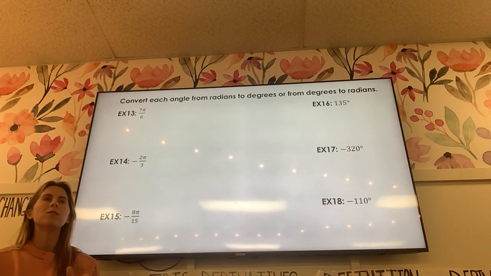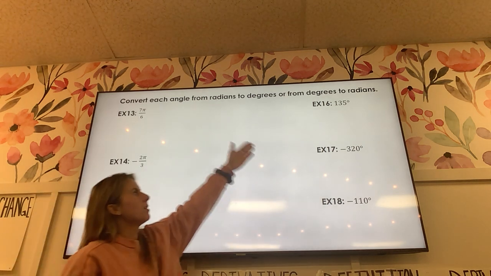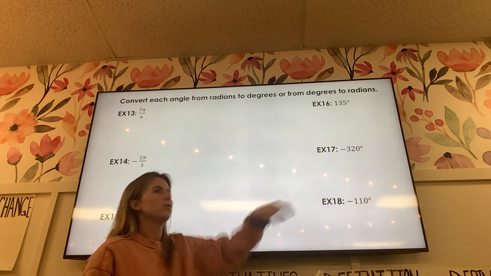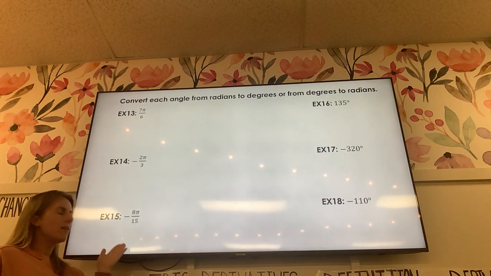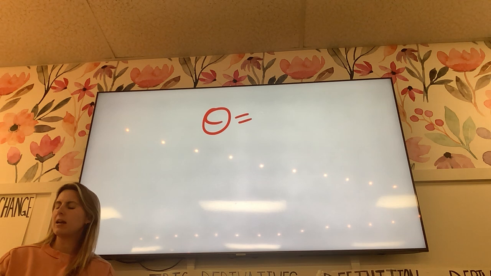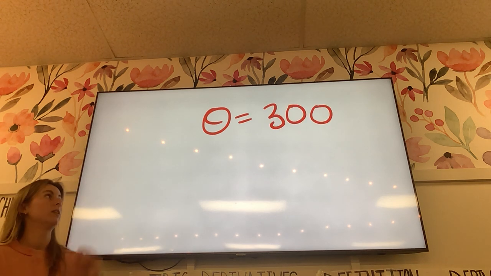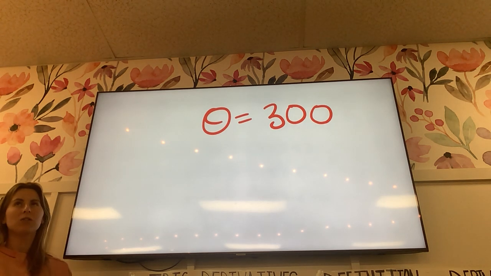So the way you know if you have degrees or radians is if you have that little circle. You see all of these on the right side, you see how they have the little degree symbol? That's a degree. You see how all of these don't have the degree symbol? That's a radian. So if you had an angle that said 300, is that a radian or a degree? Degree, because there's no radian symbol.